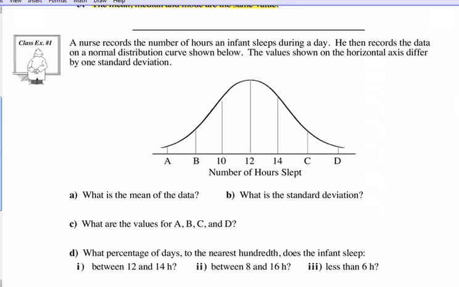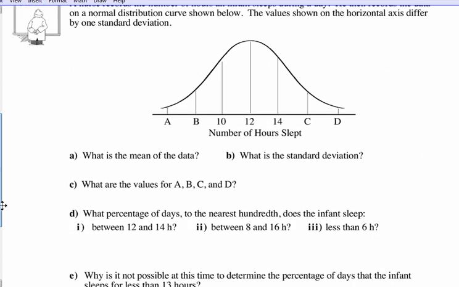Okay, so let's look at this example. A nurse records the number of hours an infant sleeps during a day. He then records the data on a normal distribution curve shown below. The values shown on the horizontal axis differ by 1 standard deviation. So what would be the mean? Well, remember, mean is in the middle. Mean is in the middle, so our mean would be 12.